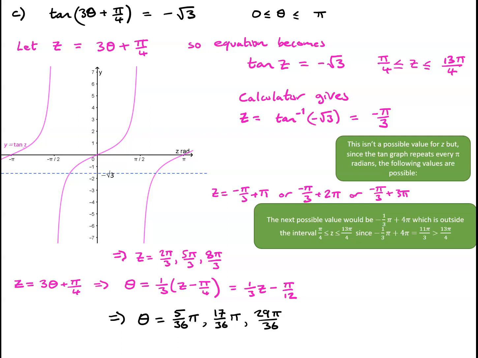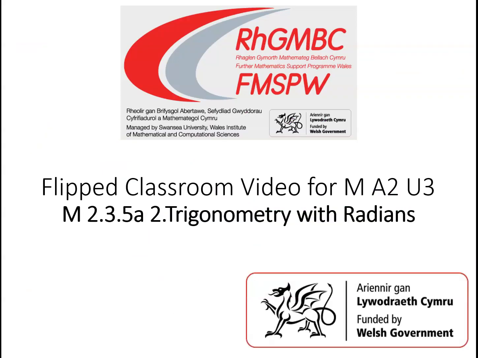or 1/3 of 8 pi by 3, take away pi by 12, which gives me 29 pi by 36. And that example concludes our look at using trigonometry where the angles are expressed in terms of radians.